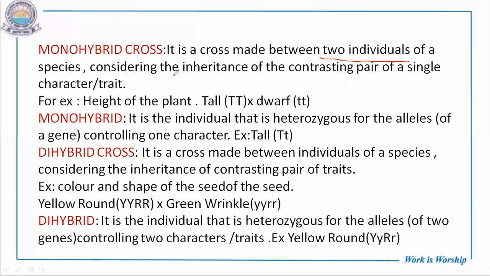Considering the inheritance of the contrasting pair of how many characters? A single character is taken in a monohybrid cross. So simply remember, it is a cross between two individuals where a single character is considered. This much is called a monohybrid cross. Example is height of the plant, that is tall and dwarf. These are the two traits. By choosing those two traits, dominant and recessive, you can solve the monohybrid cross, and we already did the monohybrid cross, getting the phenotypic ratio 3:1 and genotypic ratio 1:2:1.